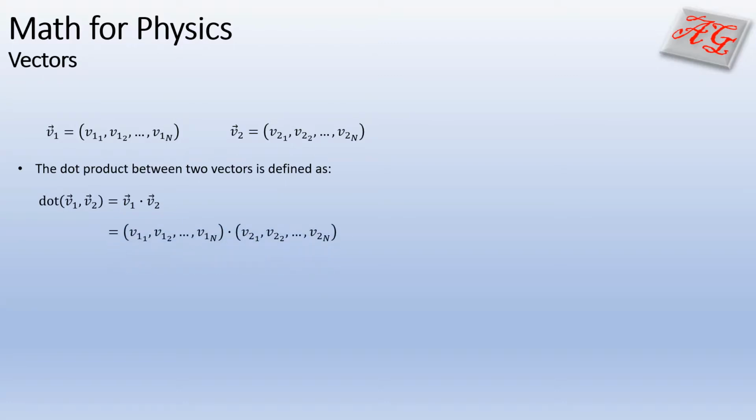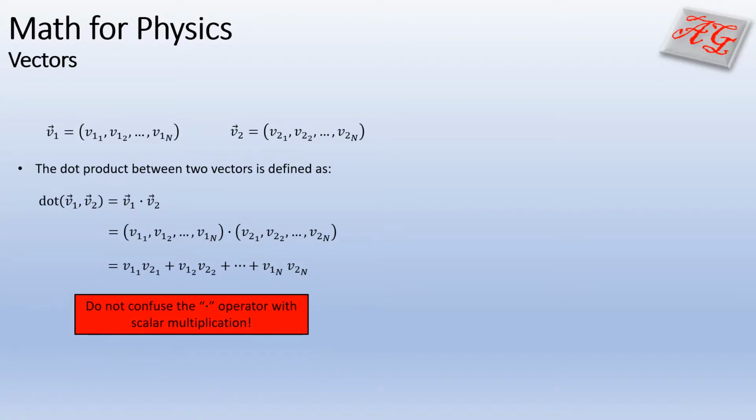The way to take the dot product is to write the 2 vectors in this form side by side with a dot in between them, indicating that you are performing the dot operation. Once this is done, you multiply the first entry of the first vector by the first entry of the second vector and add the multiplication of the second entry of the first vector by the second entry of the second vector, and so on until you get to the last entry. And this will give you the dot product between the 2 vectors. Important, do not confuse the dot operator with multiplication by a scalar that sometimes is represented by the same symbol.